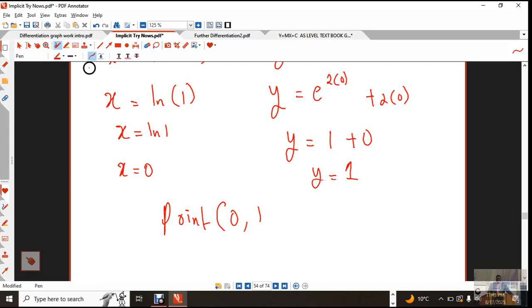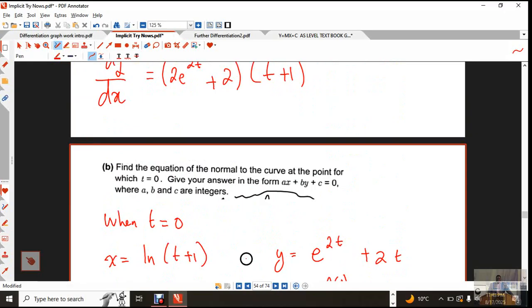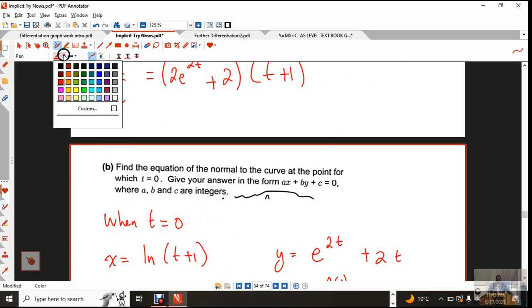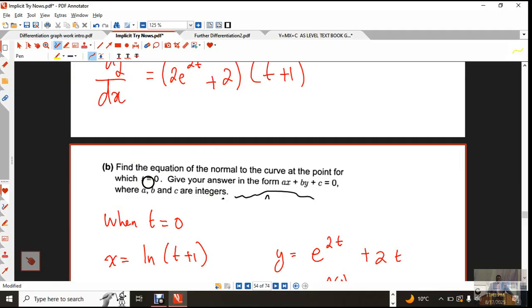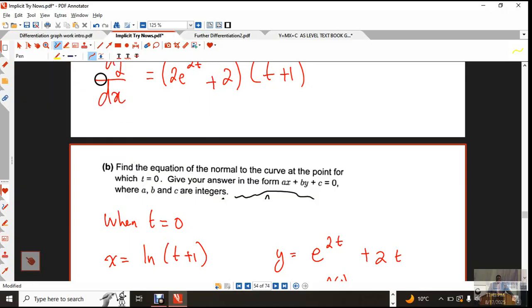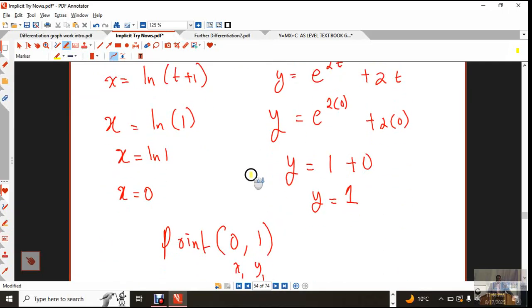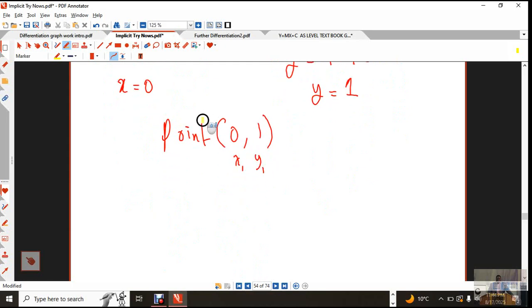So we need, you'll see a sequence towards these things as x sub 1, y sub 1. So we need the gradient. But the question is asking, we are supposed to find the equation of the normal. So we first find the normal gradient. It says find the equation of the normal. So we're going to find the gradient value when t is equal to 0.